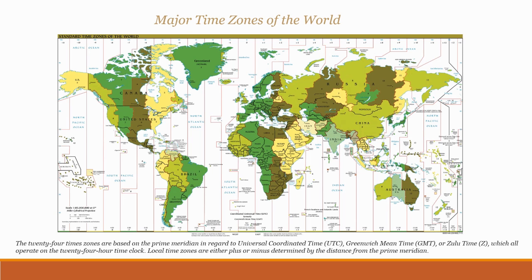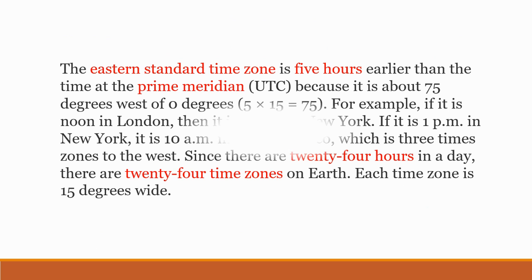The 24-hour time zones are based on the prime meridian, in regard to Universal Coordinated Time (UTC), or Greenwich Mean Time, or Zulu Time, which all operate on the 24-hour time clock. Local time zones are either plus or minus, determined by the distance from the prime meridian. The Eastern Standard Time Zone is 5 hours earlier than the time at the prime meridian, UTC, because it is about 75 degrees west of 0 degrees. That is, 5 into 15 is equal to 75.